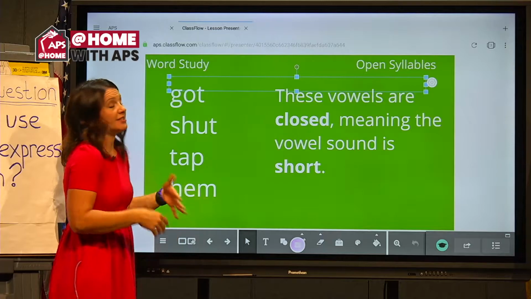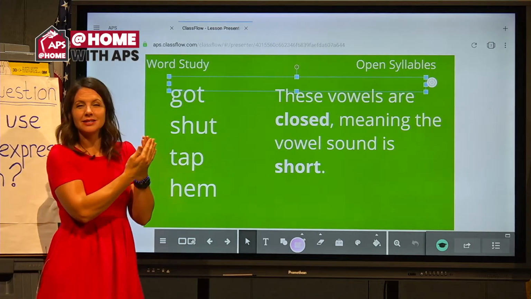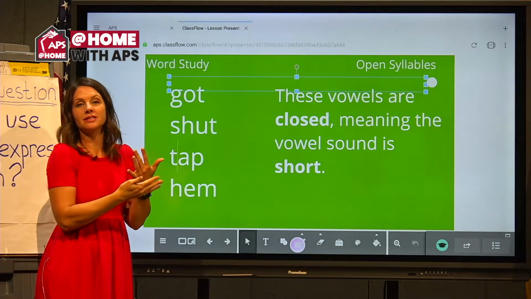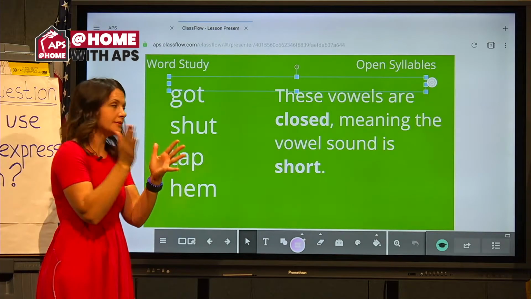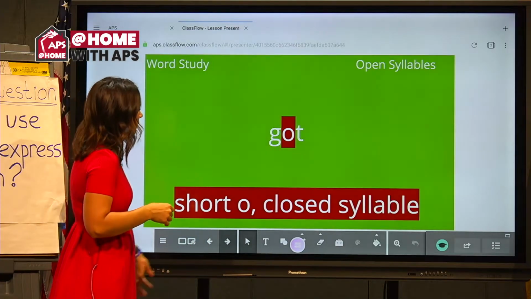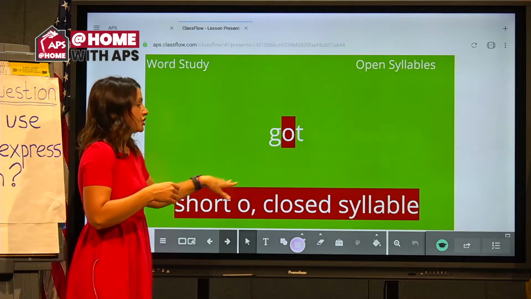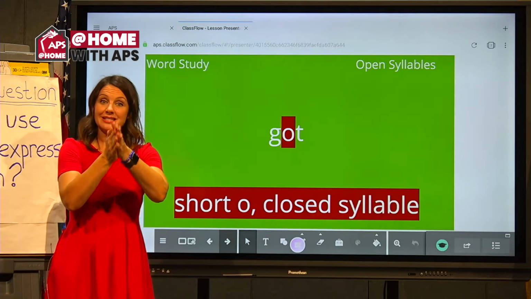Each one of these words has a short vowel sound and a consonant at the end. That makes it a closed syllable. Moving on. Got. The short O means closed syllable.